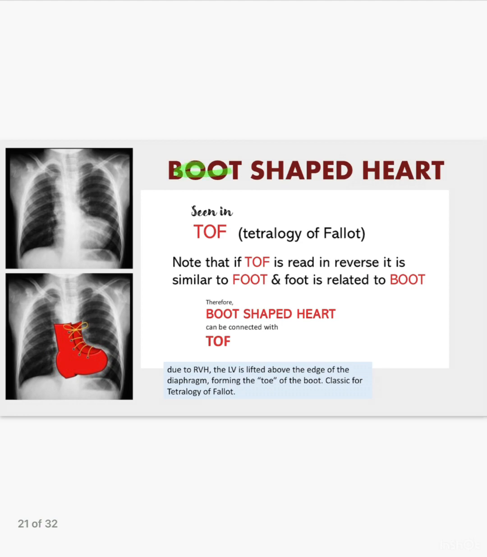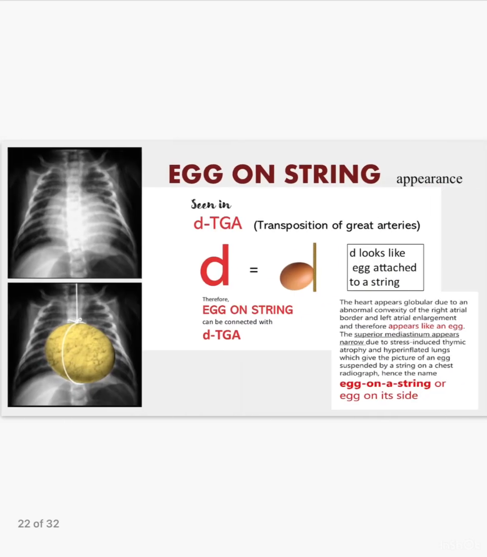Now then, boot shaped heart. This boot shaped heart, if you look, guys, is seen in tetralogy of Fallot. If you reverse it, that is FOT, foot, so that is boot. So what is seen in tetralogy of Fallot? We have four things. Remember the mnemonic PROV: P for pulmonary stenosis, R for right ventricular hypertrophy, O for overriding of aorta, and V for ventricular septal defect. Again, an important thing that you need to know in tetralogy of Fallot.